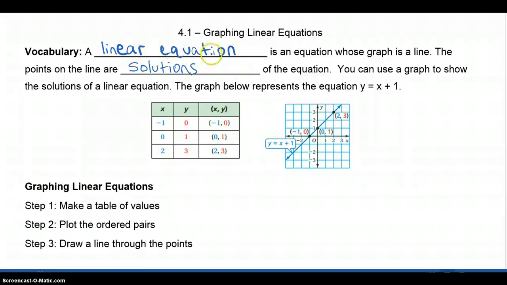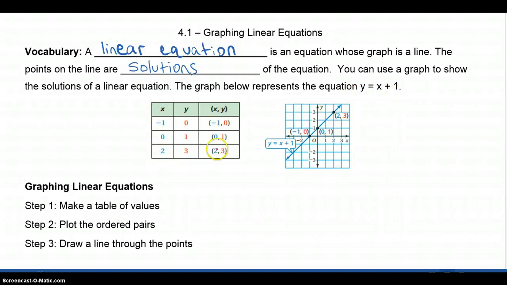A linear equation is an equation whose graph is a line. The root word of linear is line. The points on the line are solutions of the equation. You can use a graph to show the solutions of a linear equation, and the graph below represents the equation y equals x plus 1.